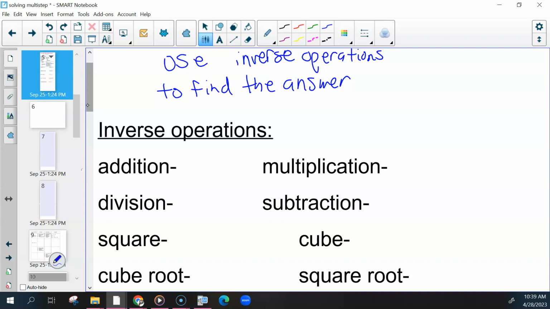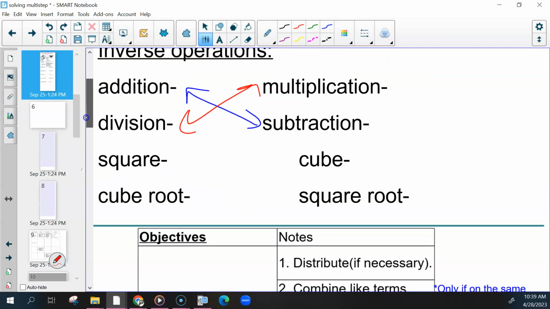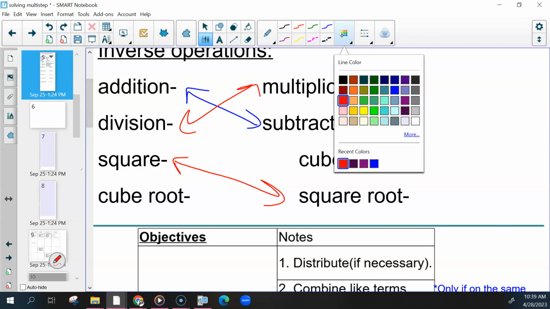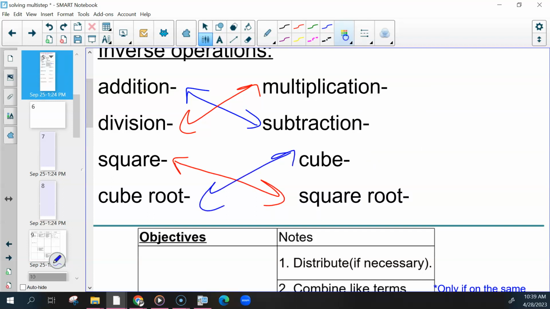Then there are different operations here. Which ones are inverses or opposites of each other? Which ones undo each other? Square and square root. So those are things to remind yourself. Those are your inverse operations. Those are what undo each other.